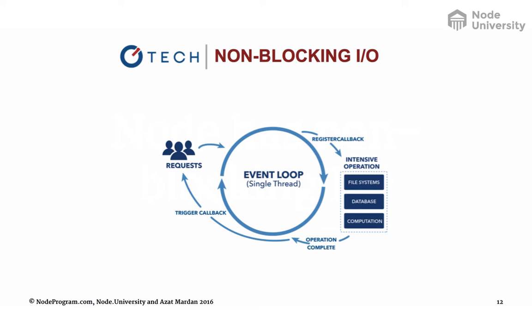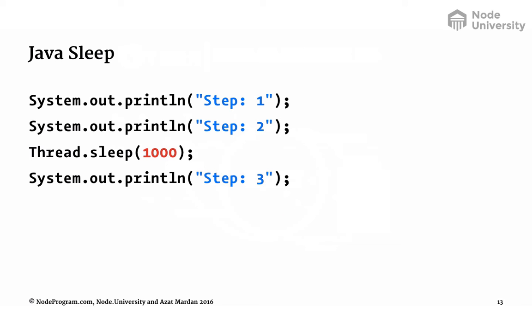Once the operation is complete, the callback, which is typically just another piece of JavaScript or Node code, will go back to the event loop. So now the event loop knows what to do next. The callback code will be triggered and executed. Inside of the callback, we usually send back the data to the clients who requested that operation in the first place. Let me give you a code example.